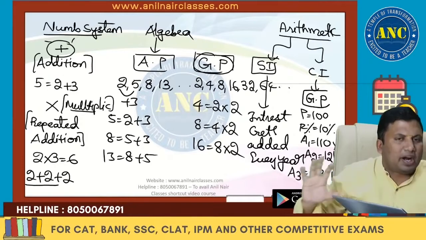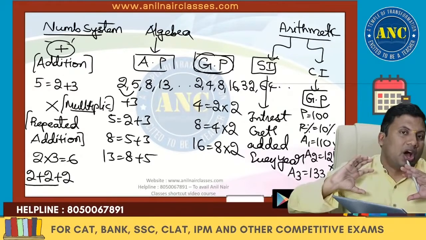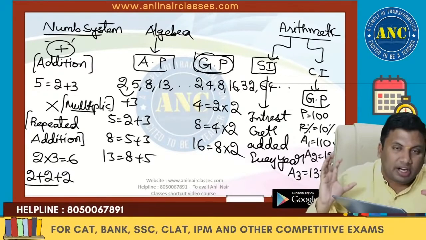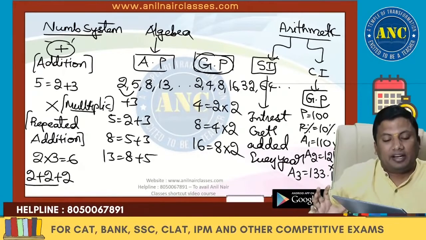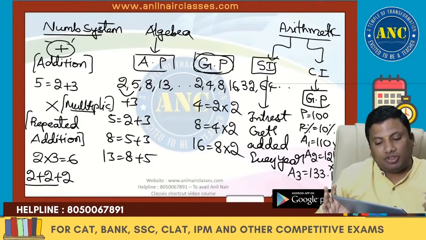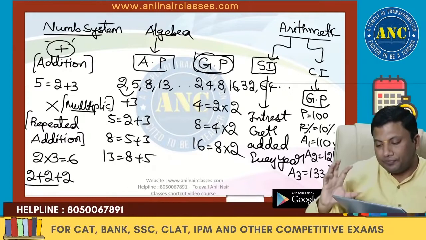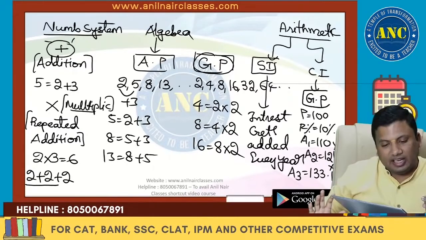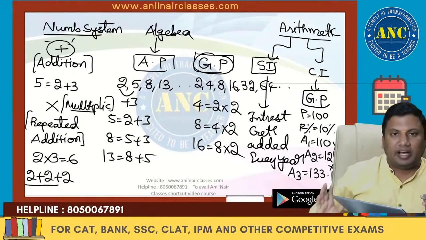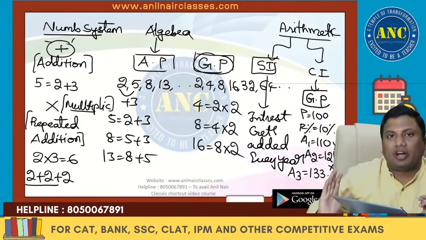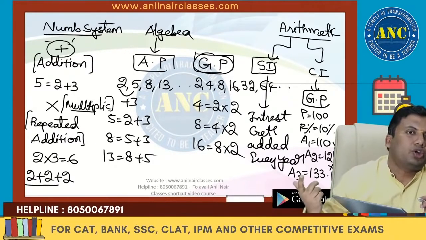The concept remains the same. The nomenclature that is given to a particular term remains different. Plus in number system is nothing but AP in algebra. It is nothing but SI in arithmetic. Once you understand the evolution of aptitude, then you don't need to spend more time.